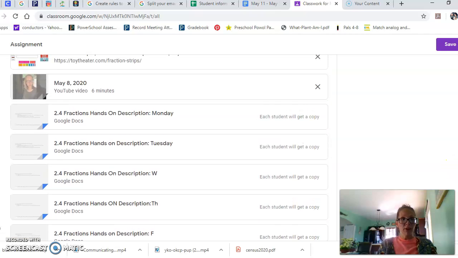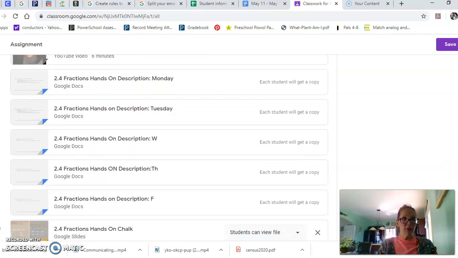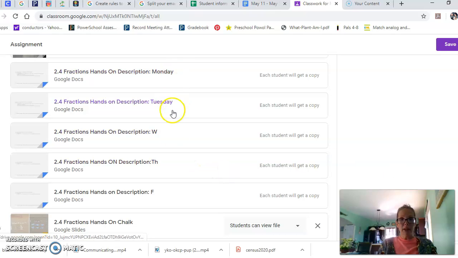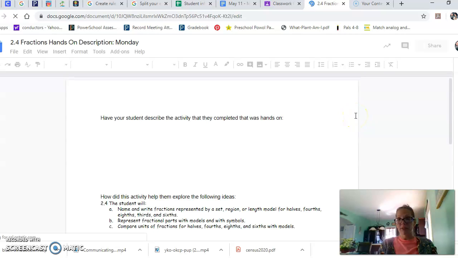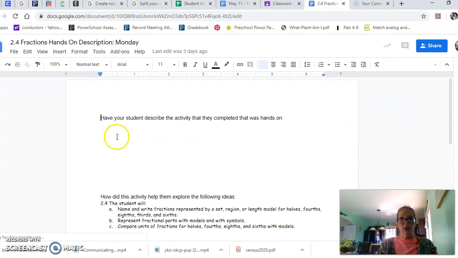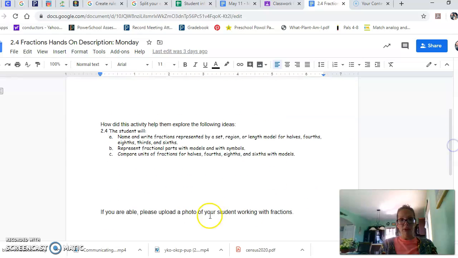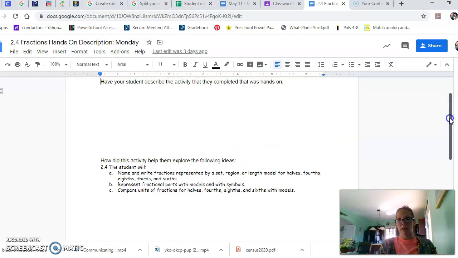And then what you're going to notice in between all of these resources are Monday, Tuesday, Wednesday, Thursday, Friday. If you're someone who chooses the hands-on activity, you can click on one of these for the day that you're working on, and you will fill out this document. So it says, have your student describe the activity that was completed that was hands-on, and then down here you're going to just go through the standard and describe what part of the standard that activity was helping your student work on.